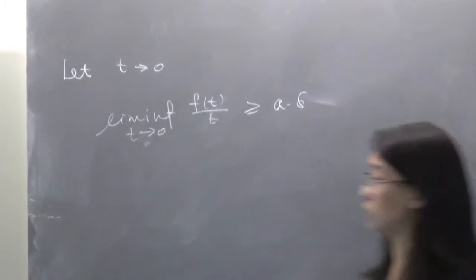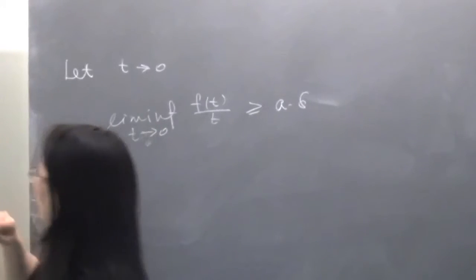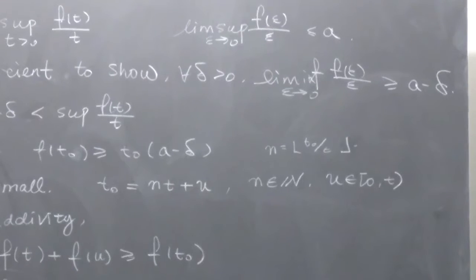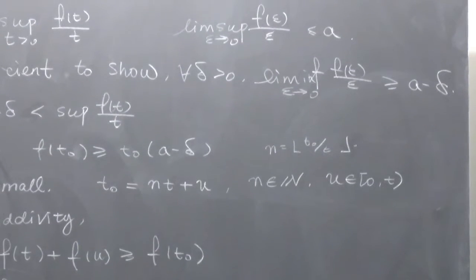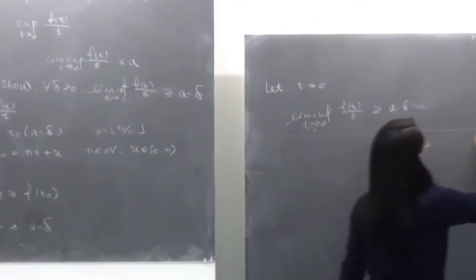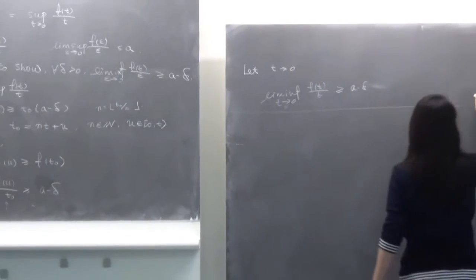So this is what we want. The limit inf is greater than a minus delta, and then let delta go to 0. The limit inf is greater than a. And this shows that the limit exists and it equals a. So this is the proof of this lemma. And then we can go back to the proof of the theorem.